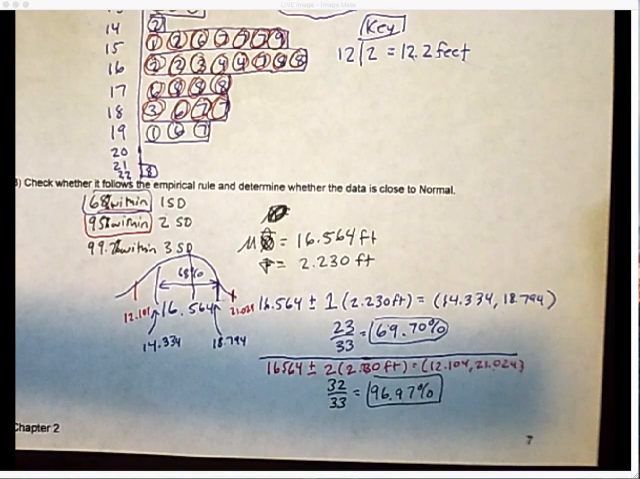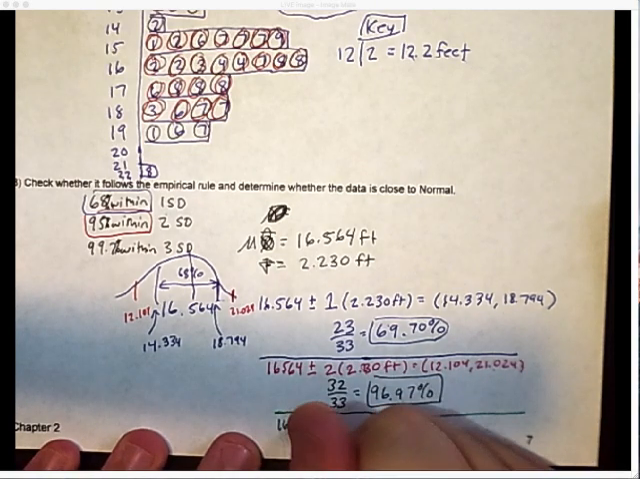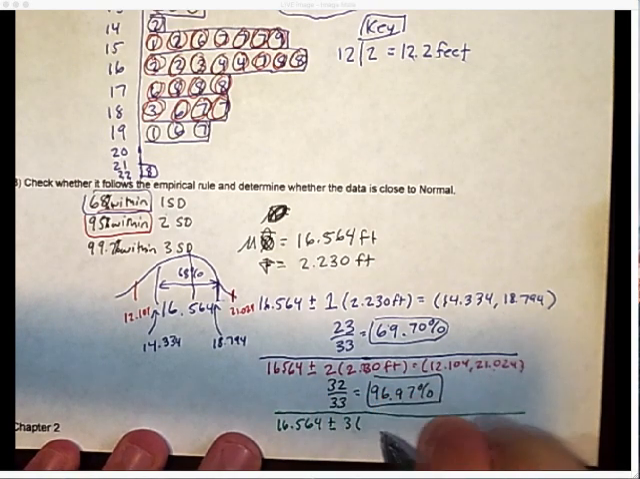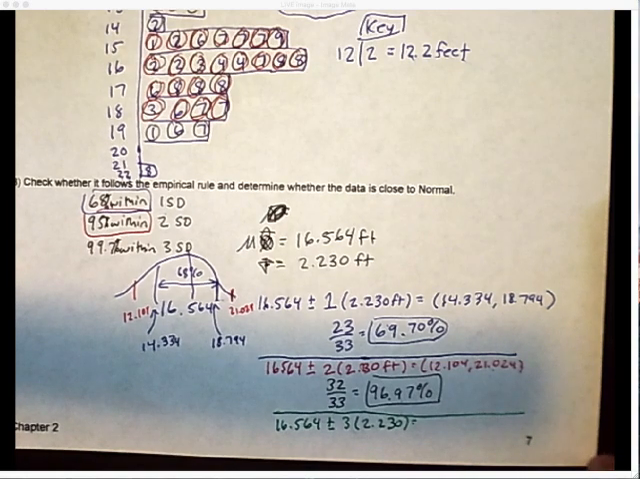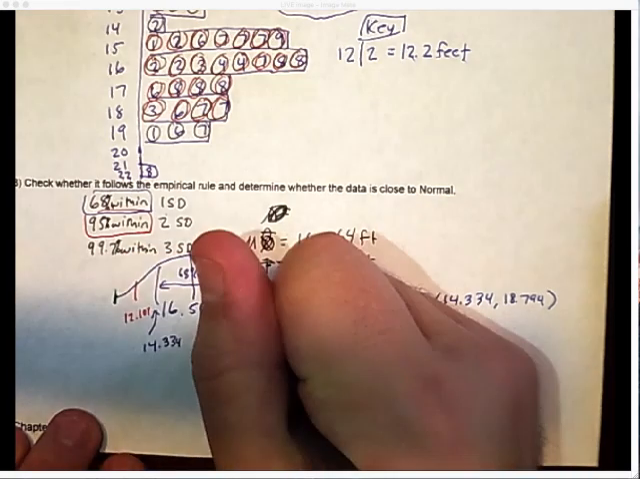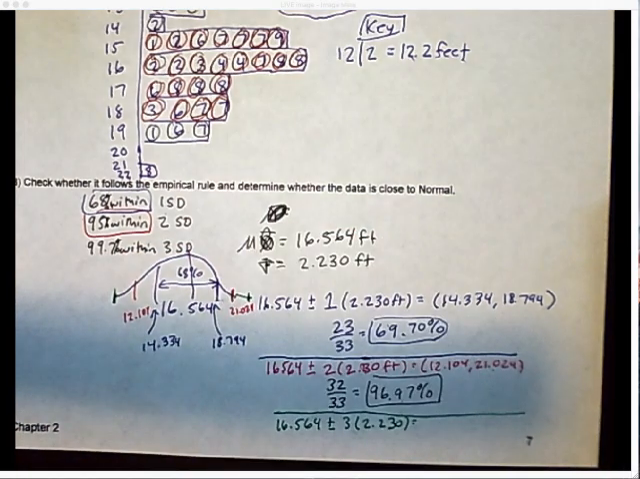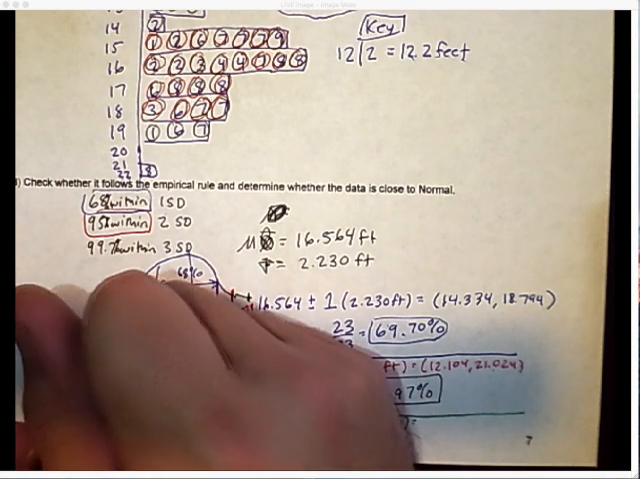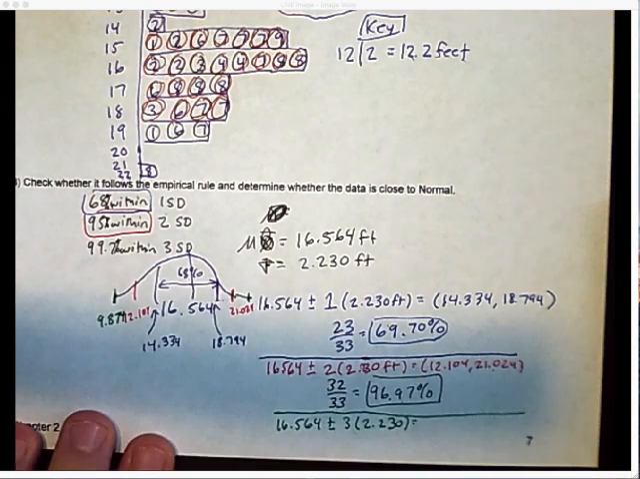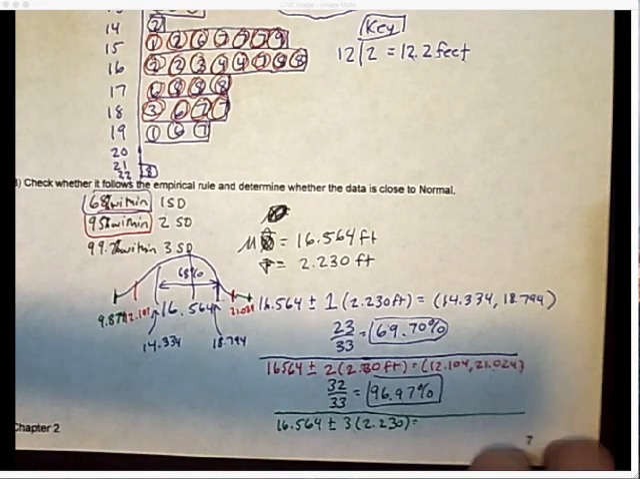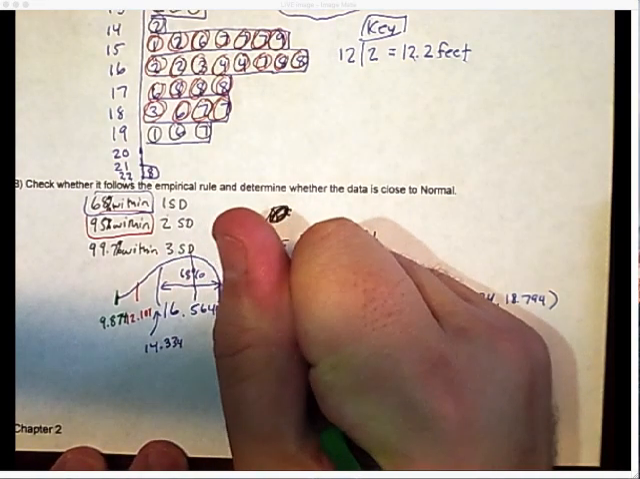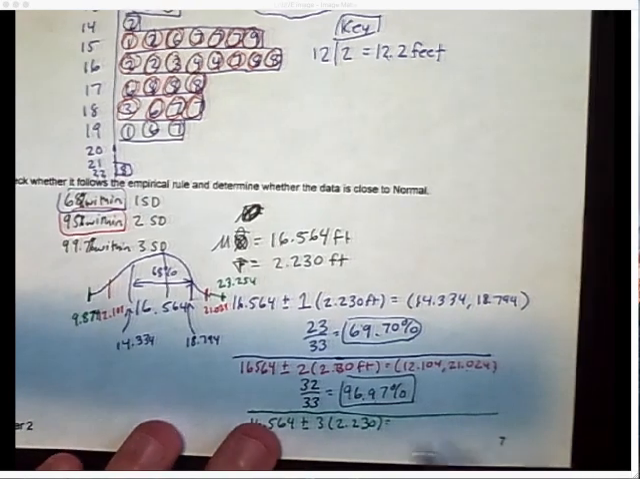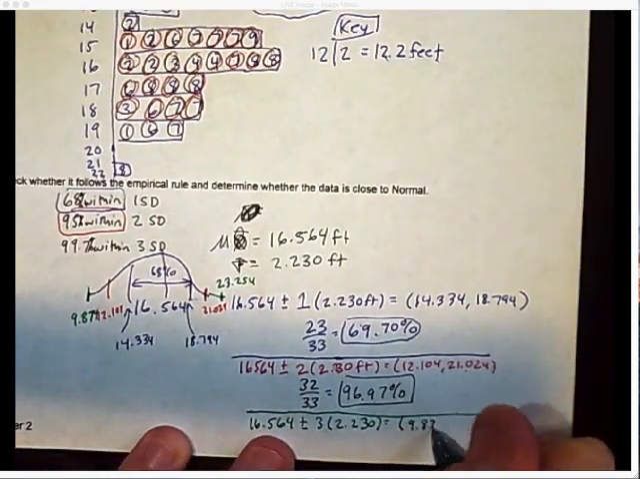And what about if we go out to 3 standard deviations? 16.564 plus or minus 3 times 2.230. Do the bottom one first. If this curve was normal, it would go down to 9.874, and it would go up to 23.254. So these numbers go from 9.874 to 23.254.